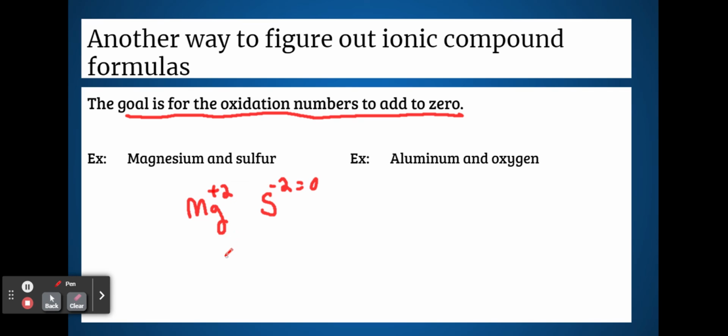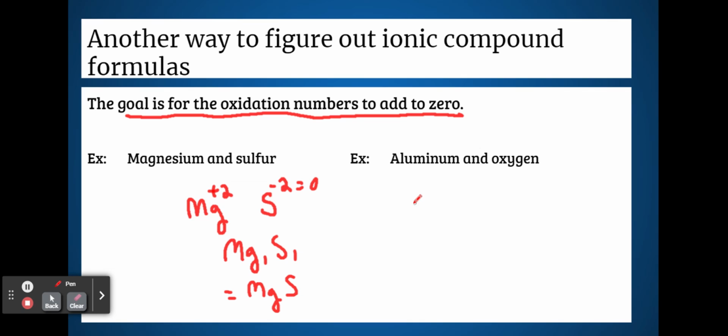That means I only need 1 magnesium to every 1 sulfur. I don't necessarily need to write those particular subscripts, but sometimes it's handy to know that means 1 magnesium, 1 sulfur, which is the same thing as saying MgS.